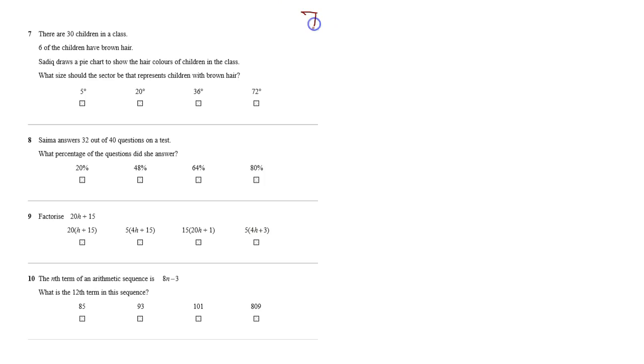Question number 7. There are 30 children in a class. 6 of the children have brown hair. So in total there are 30 children, and children with brown hair, so 6. So remaining, those who don't have brown hair, will be 24.